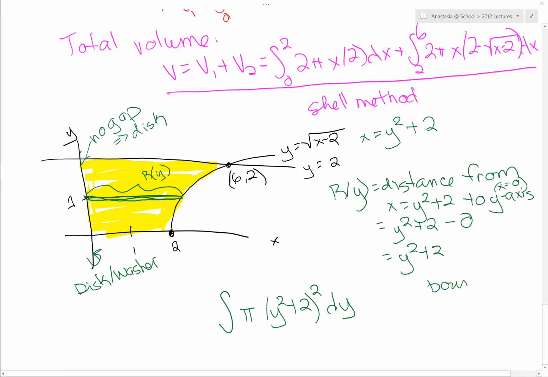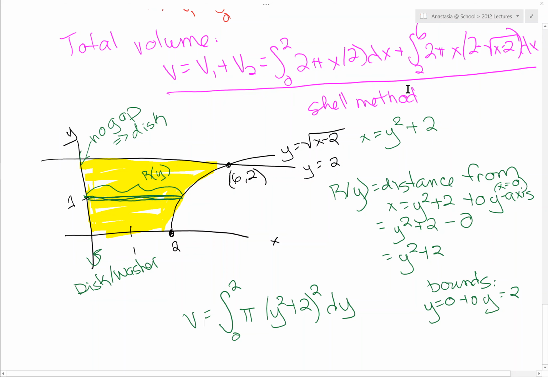We haven't found our bounds of integration yet, but we are talking about a region in terms of y. So y ranges from 0 to 2. So then our integral is from 0 to 2 of pi times y squared plus 2, squared. And notice this is much, much simpler than what we did for the shell method, okay?